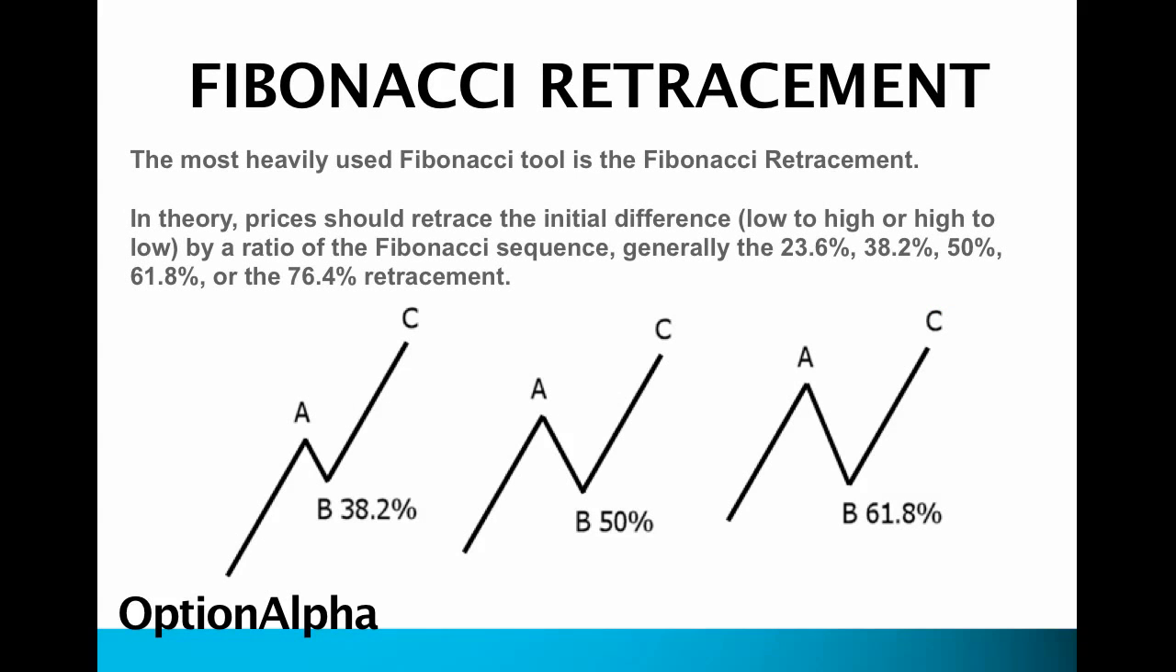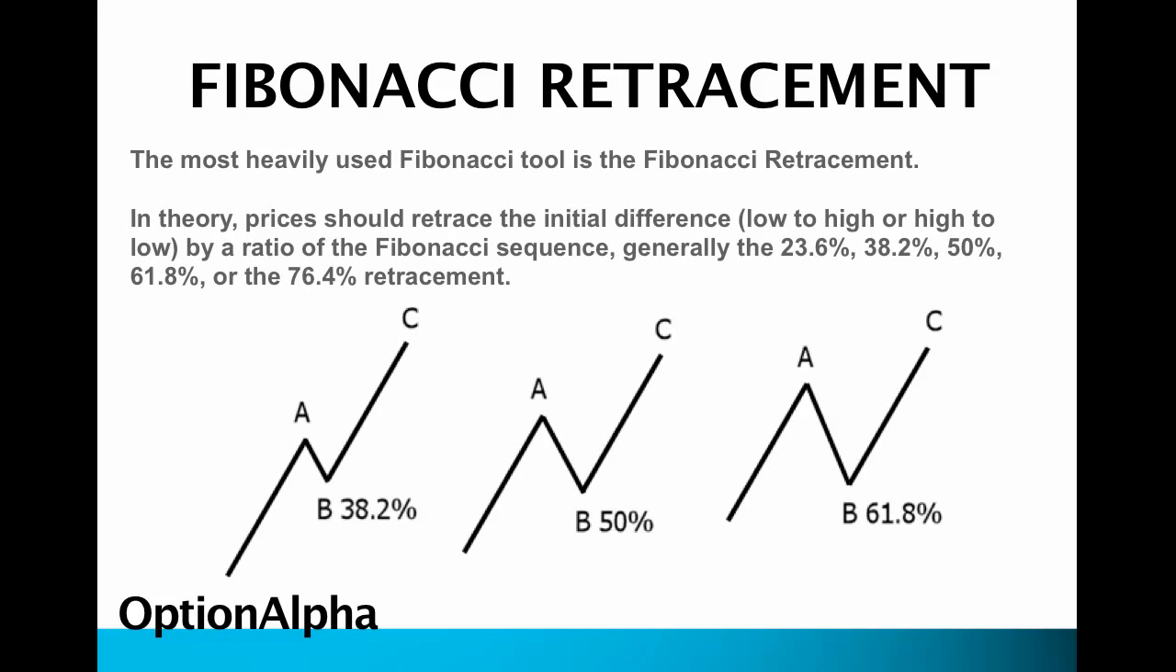Now Fibonacci retracements are the most heavily used Fibonacci tool. Now in theory, prices should retrace the initial difference, low to high or high to low, by ratios of the Fibonacci sequence. Now the main sequence levels, or the main points of retracement, are generally going to be the 23.6, 32.8, 50%, 61.8, which is the main Fibonacci ratio, or the 76.4 retracement.